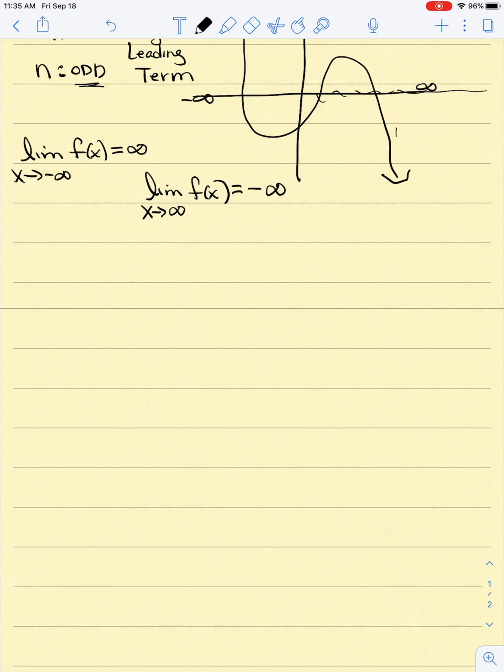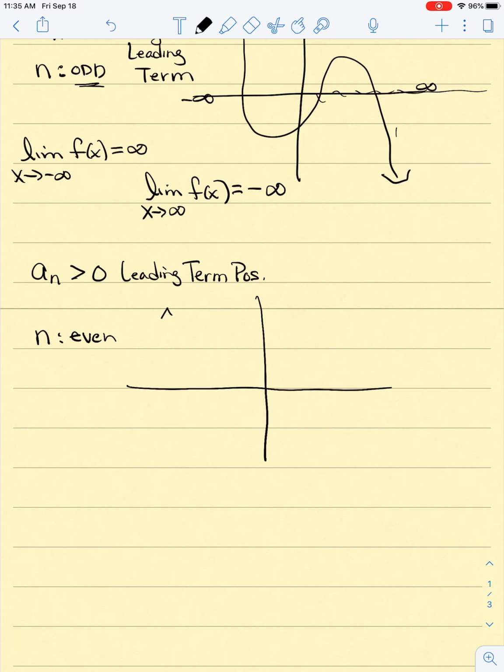So let's suppose for the next example, we start with leading term positive, so greater than 0. But this time, let's make our n be even, like x squared, x to the 4th, any of those sort of things. So maybe our graph looks like, I don't know, I'm just making up a little something here. Big old W for winner, winner, winner. So what's that going to do?